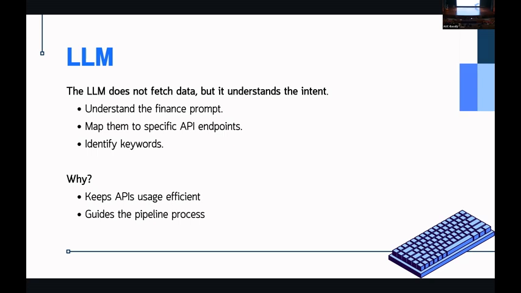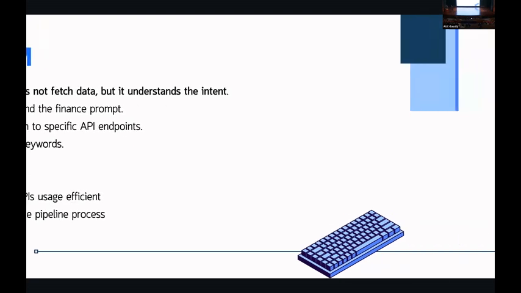So why do we use an LLM? It keeps API usage efficient, as it is dynamic. It directs the pipeline directly towards where it finds the data, and it also guides the whole pipeline process. Again, it's dynamic, so we use it. It doesn't depend on static keywords to find the data.